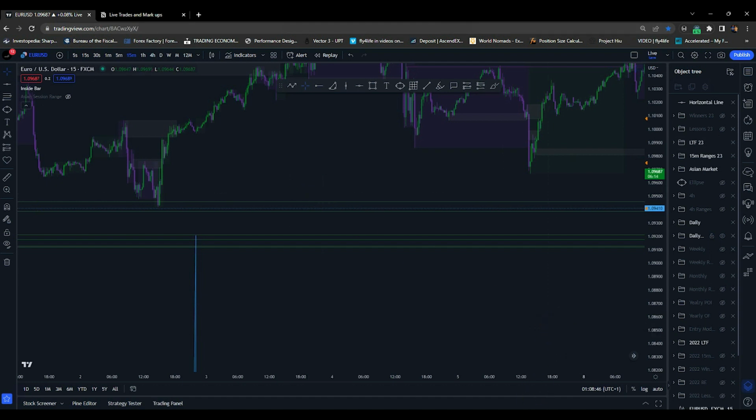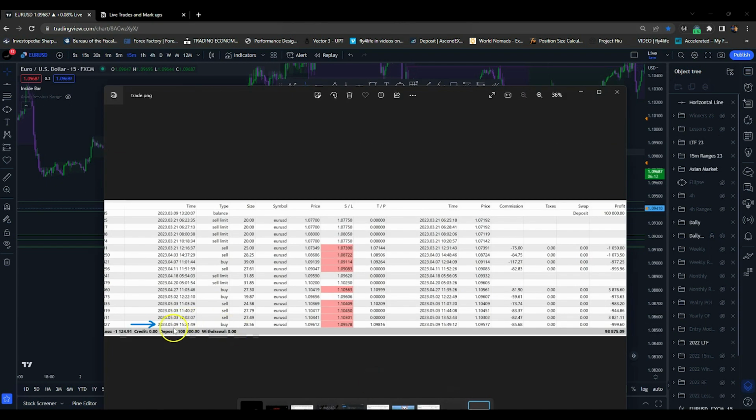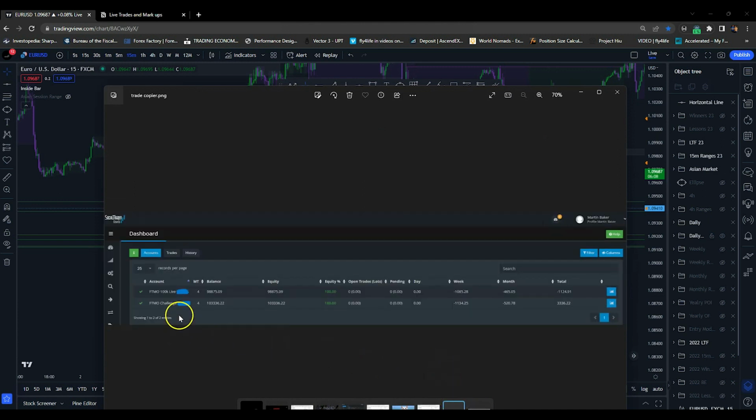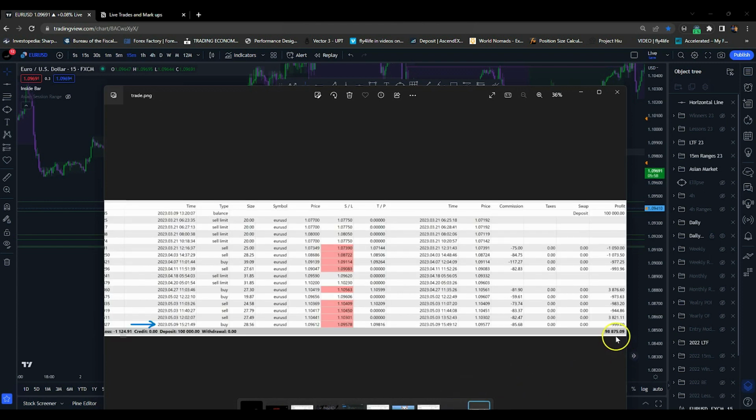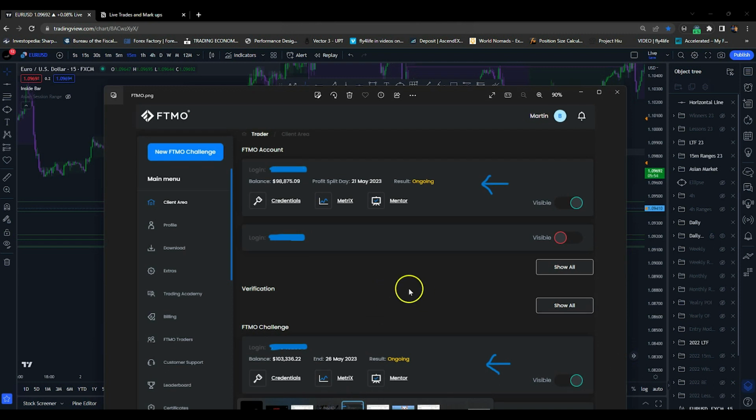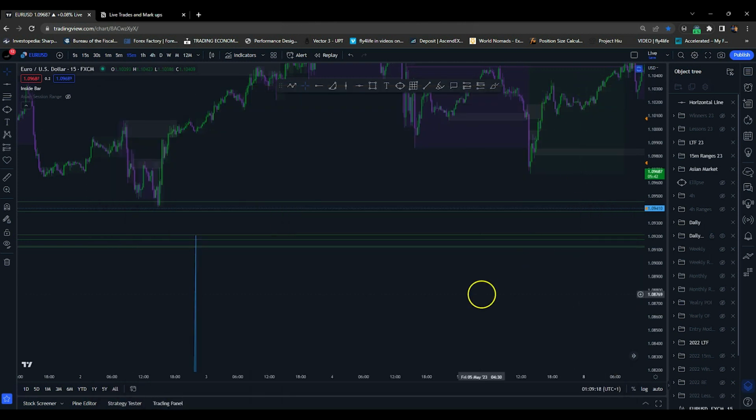Yeah, should we do the proof? And these are the trades. So there it was. And that was on our trade copier. So if we look at the figures here, this is what we're currently running. And I think that's the FTMO. There we go. Yeah, on the live account again, and trade copied over to our challenge as well. And that's how we're rolling.